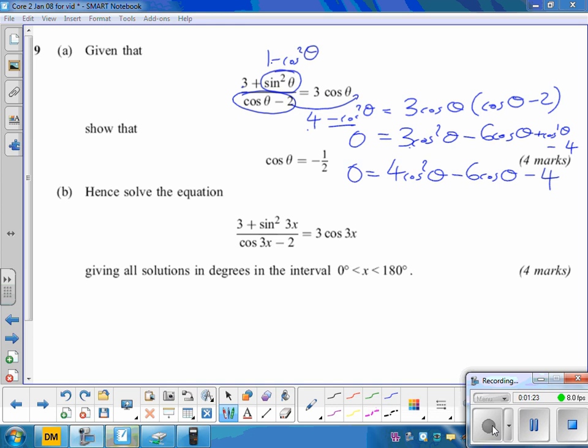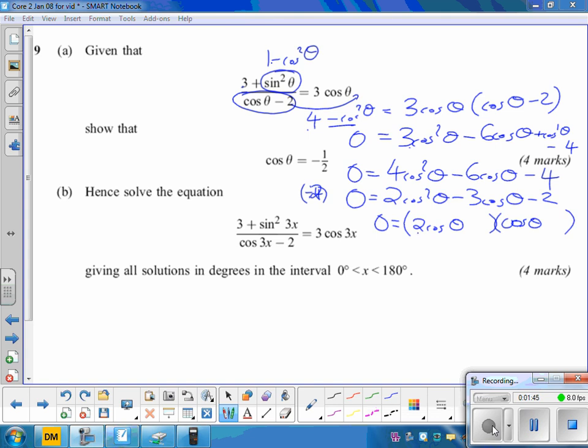I suppose we were expecting a quadratic as it was the end of the paper. Let's divide by 2 to make it a bit simpler. I've got 2 cos squared thetas minus 3 cos thetas take away 2. And now we're going to have to factorize. Well, of course, you could use your calculators if you weren't able to do this.